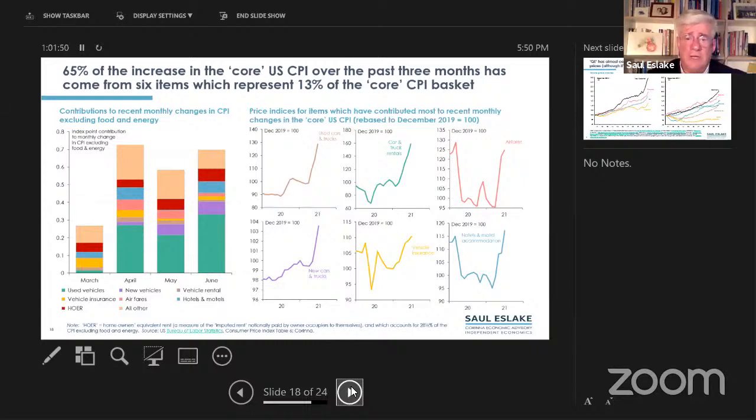Now, almost no other country in the world measures housing costs in that way, and most other countries' CPIs don't give as big a weight to housing costs as the US CPI does. And it's for all of these reasons that the central bank in the United States, the Federal Reserve, is saying that almost all of this increase in inflation is transitory. It's not going to last forever.